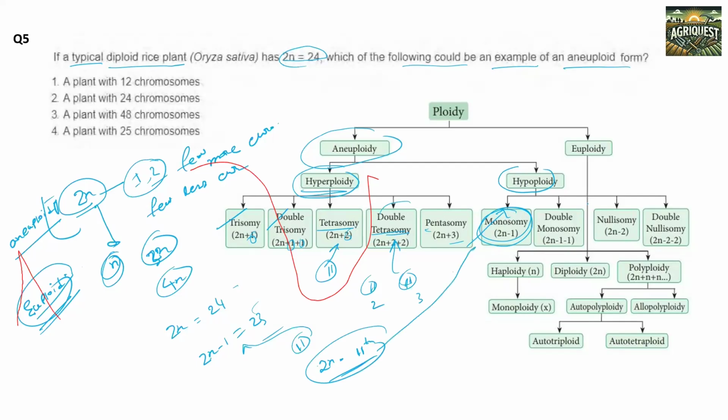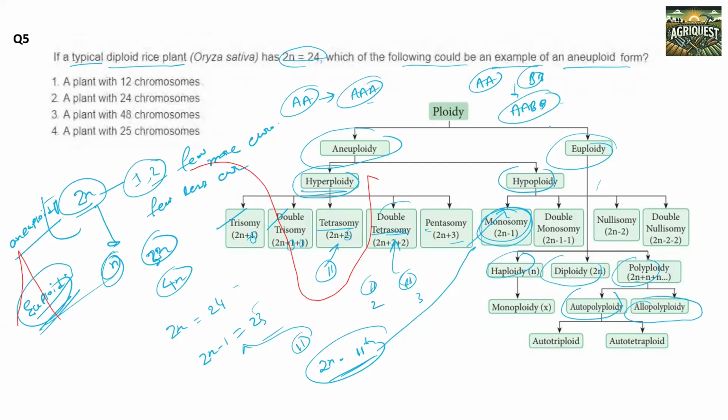And what is euploidy? I have already told you that if the whole genome is increased or decreased, this is called the euploidy condition. This includes haploidy, diploidy, and polyploidy. Polyploidy is of two types: autopolyploidy and allopolyploidy. If the AA genome multiplies and produces the AAA genome, this is called autopolyploidy. If the AA and BB genomes merge with each other and produce the AABB genome, then this is called allopolyploidy.